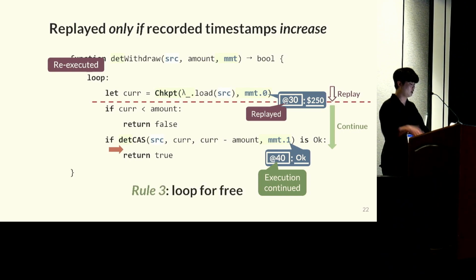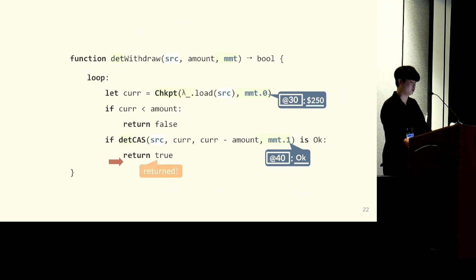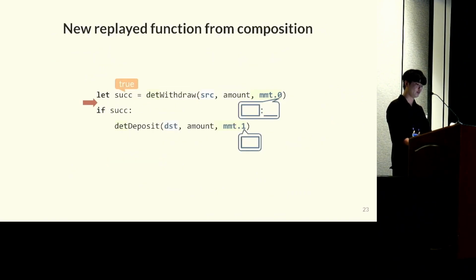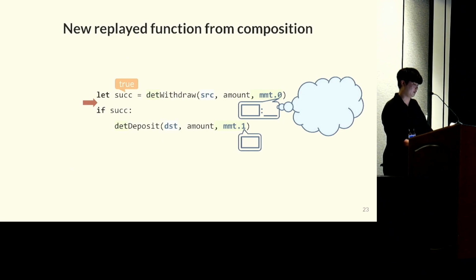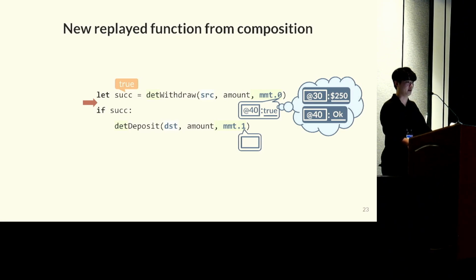In fact, rule 3 related to loops is simply: use the loop. Now let's continue from where true is returned. The detectable withdrawal function, using its internal Memento primitives, checkpoint and detectable CAS, inherently keeps track of the fact that true was returned at timestamp 40 without needing to physically record this information itself.